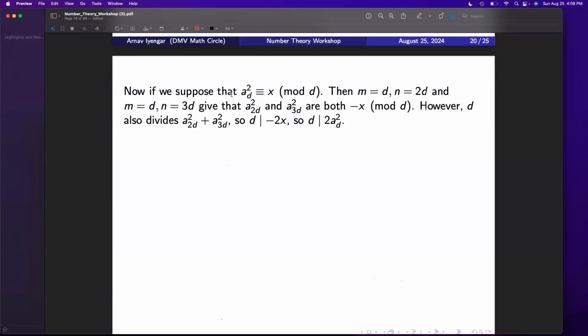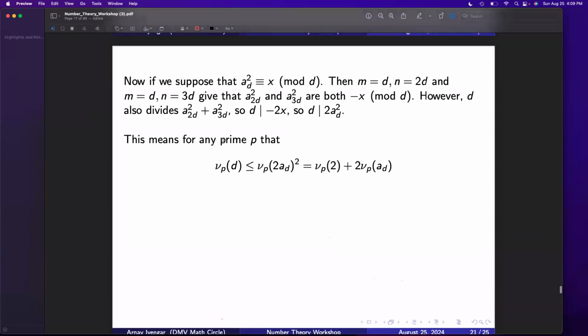This is really important because if you look at vp, it means that as the vp of d grows large, the vp of a_d also has to grow large, in a way. So it has to grow similarly at least to the vp of d over 2. So yeah, this is the vp notation.